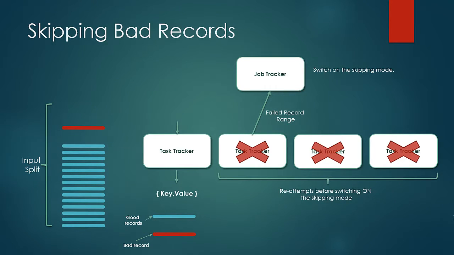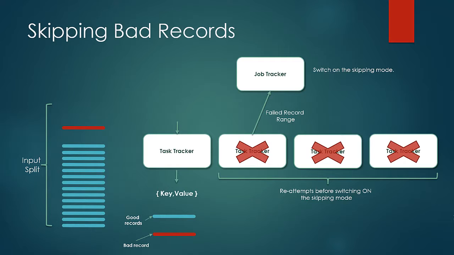It is designed so because if every failure of a task tracker started to communicate the record on which it has failed, it would cause 2 potential issues. First, a lot of network bandwidth would be utilized to communicate the record information. Second, the job tracker would be loaded with a lot of failure data, and it would get difficult for the job tracker to keep track of all the records.